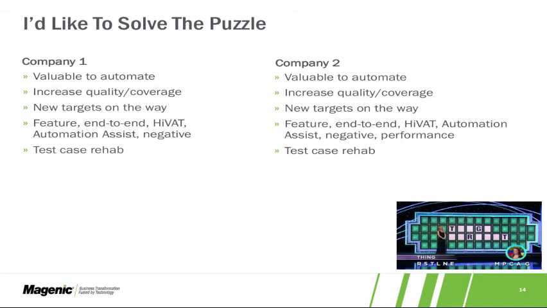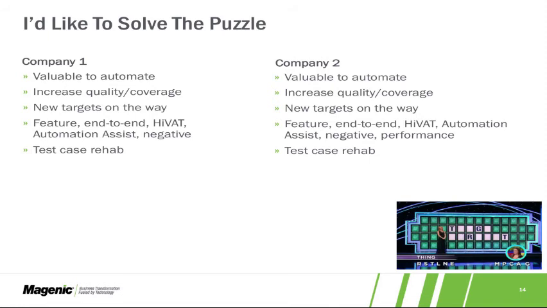And there also need to be some test case rehab. The test cases that existed were not ready to be automated, much for the same reasons that I mentioned before about the distinctions around being automation ready. Company 2 looks very similar to Company 1 at the strategy, possibly because the leadership was similar to what I had at Company 1. But we decided it was valuable to automate, increase coverage, new targets on the way.